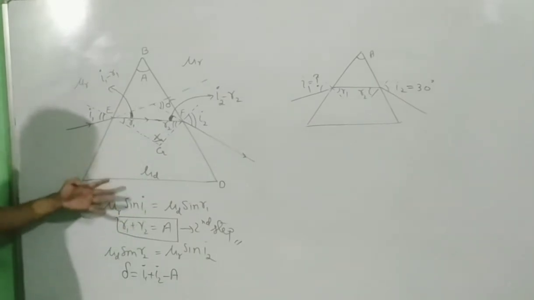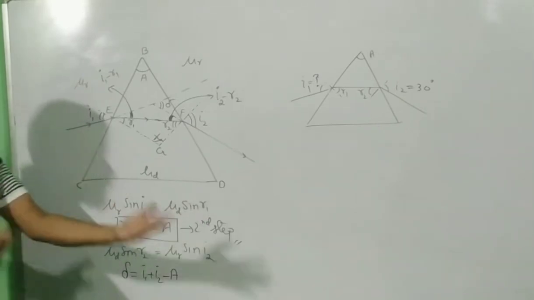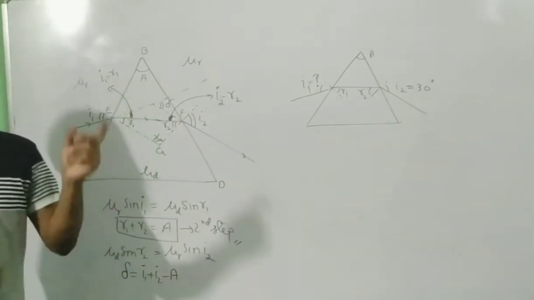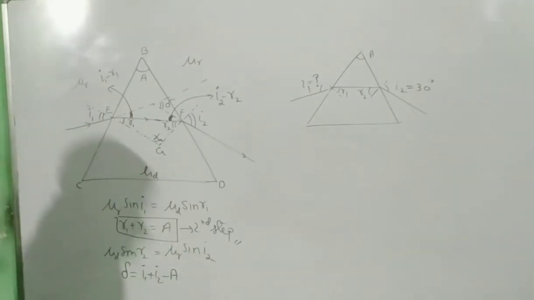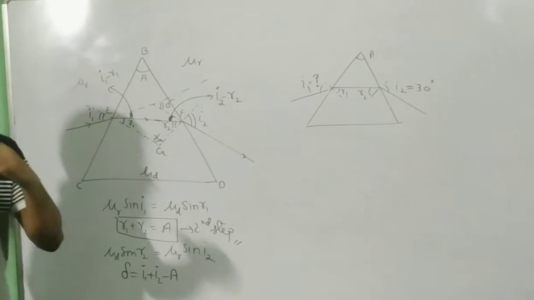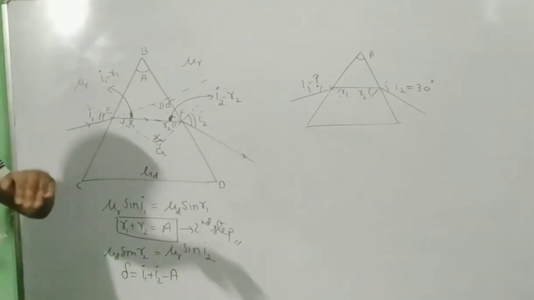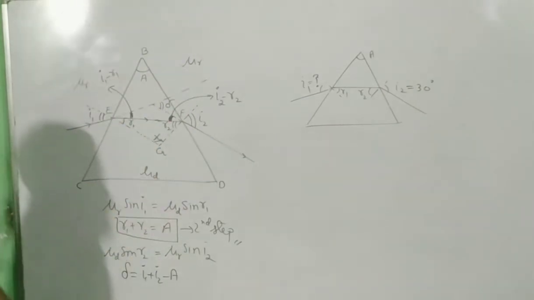So basically, prism questions are played with these three equations only. Which one to use first? Look for the data. If I1 is given to you, use the Snell's law of the first reflection and go in the stepwise manner, find the I2. And if I2 is given to you, use the Snell's law of second reflection and go backward and find the value of I1. Okay?